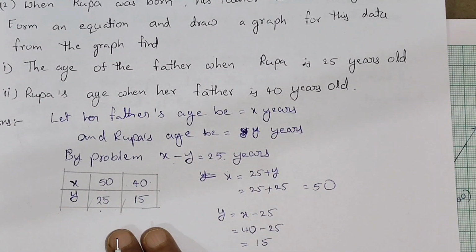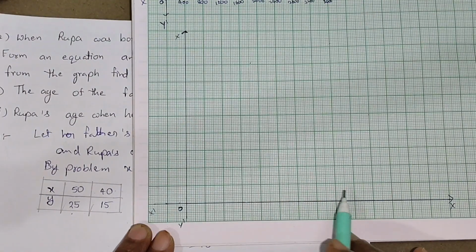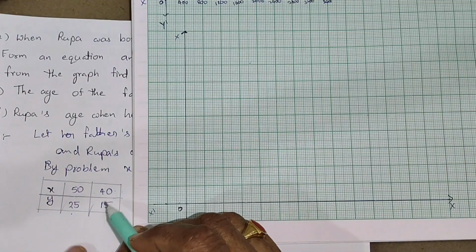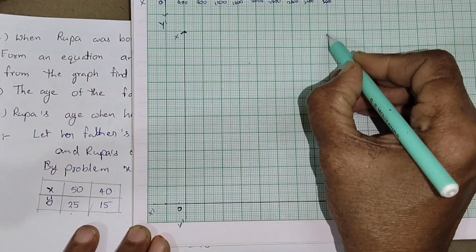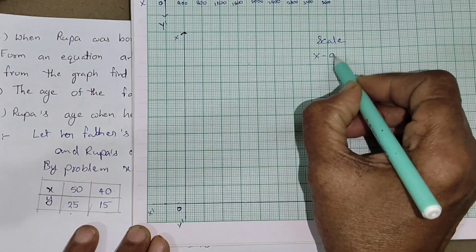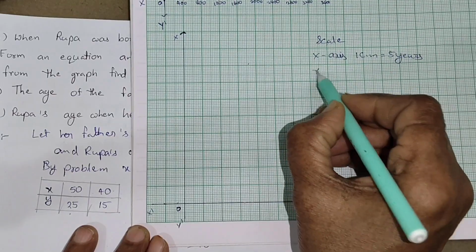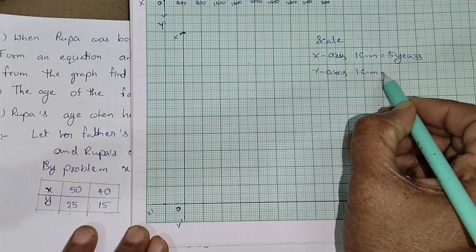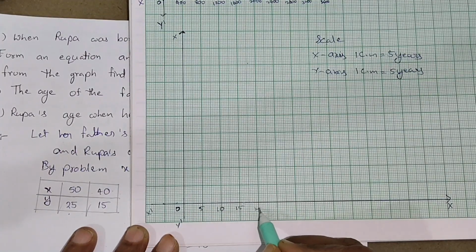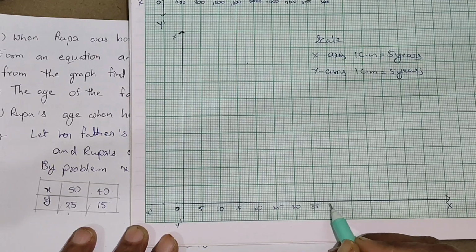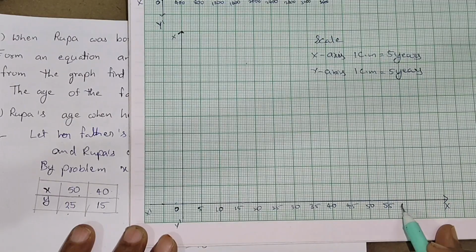Now, using these points, we draw the line. Here, we have already drawn the x and y axes. First, we write the scale. The points are from 15 to 50, which is the age. On the x-axis, 1 centimeter equals 5 years, and on the y-axis also, 1 centimeter equals 5 years. So we mark 0, 5, 10, 15, and so on up to 50, 55, and 60.